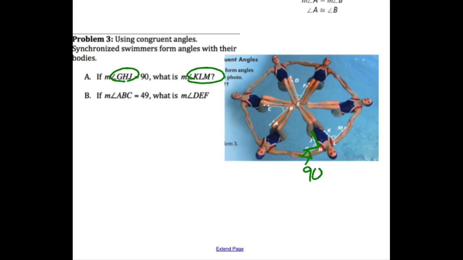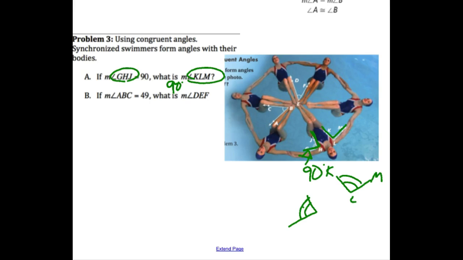Now notice, it's hard to tell on mine, but on your picture you might be able to notice that it has two congruent markers. That's important. When an angle has two markers, any other angles that have two marks like that are congruent to it. So now we're going to find angle KLM. KLM is on the other side of that swimmer's body, and KLM has two of those arc marks just like GHJ did, which means that they are congruent. And so if GHJ is 90, the measure of KLM must be the same thing. It's going to be 90 degrees.